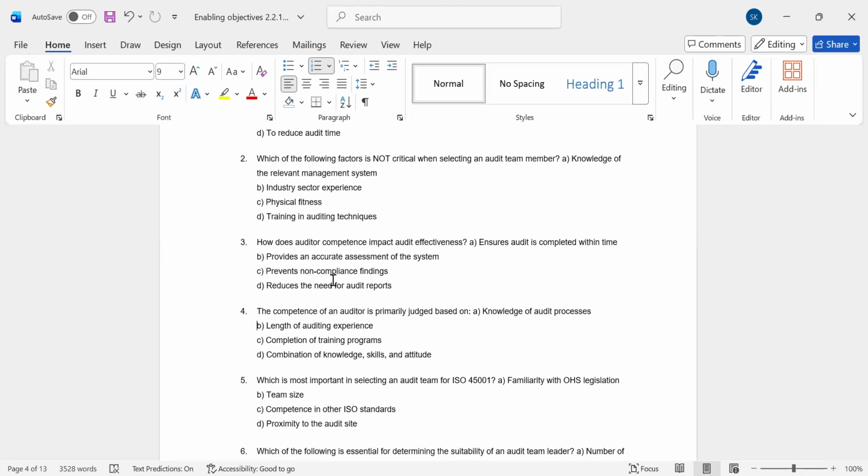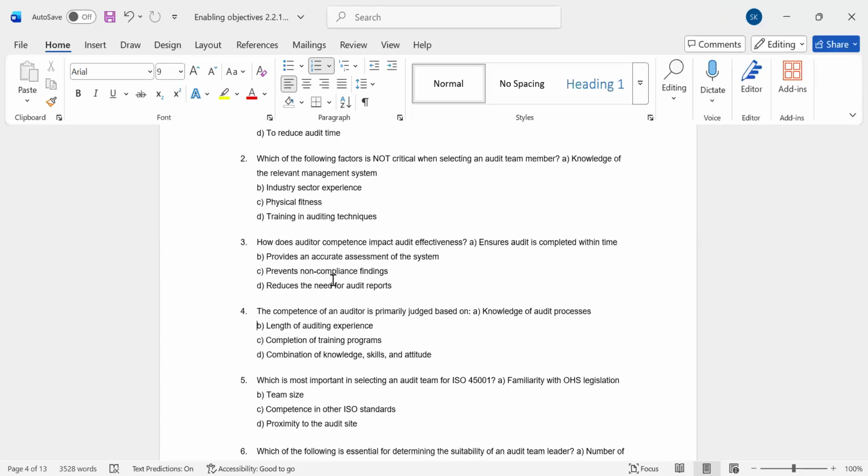Which is the most important in selecting an audit team for ISO 45001? A, familiarity with OHS legislation. B, team size. C, competence in other ISO standards. D, proximity to the audit site. So it should be A only because others are not. Correct.